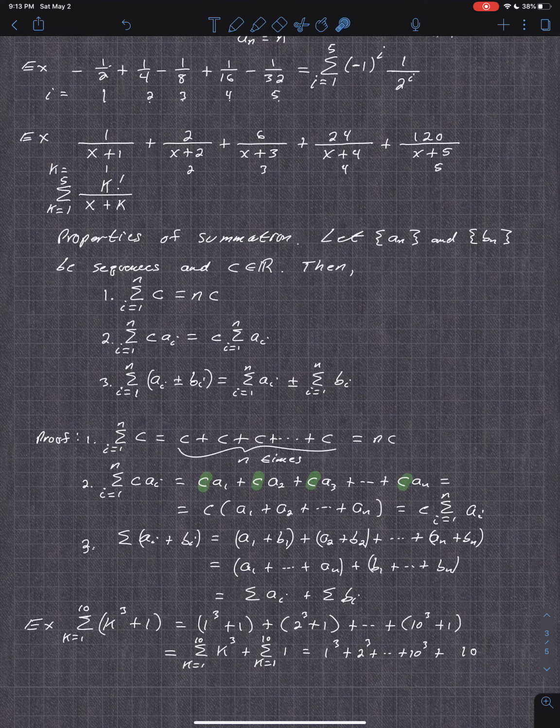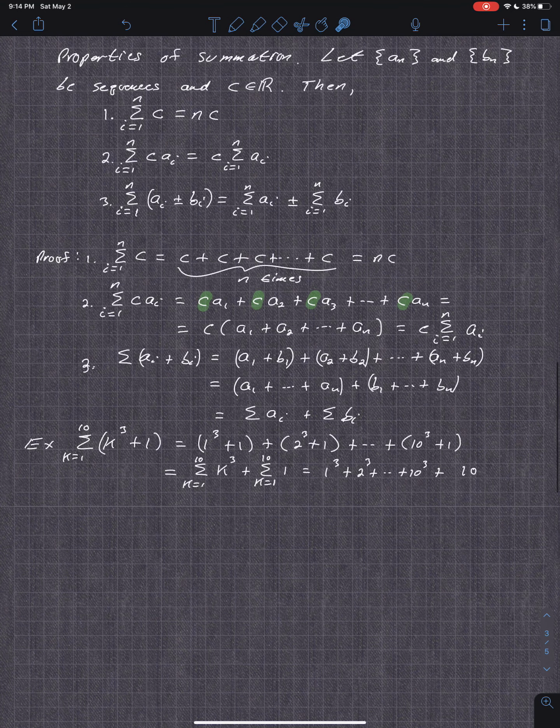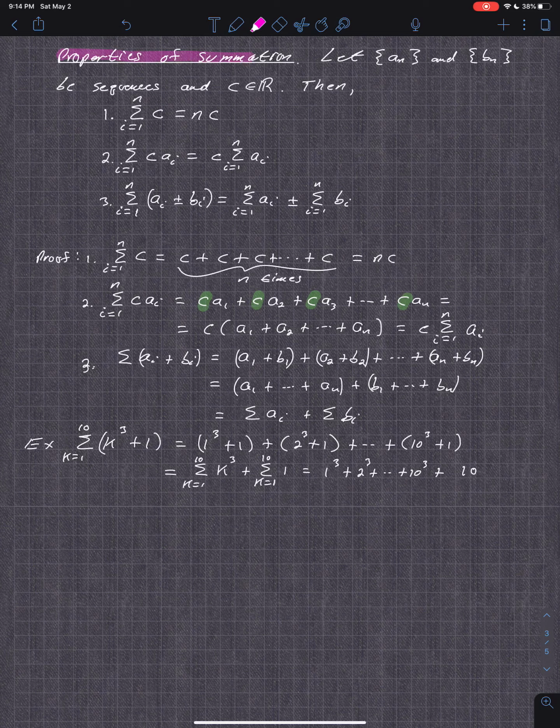Okay, so then we get properties of summation. Let's make this look nice. So let's do some properties of summation. Let a sub n, b sub n be sequences. We're going to let c be in the set of reals, so it's just a real number. And so you get these properties.